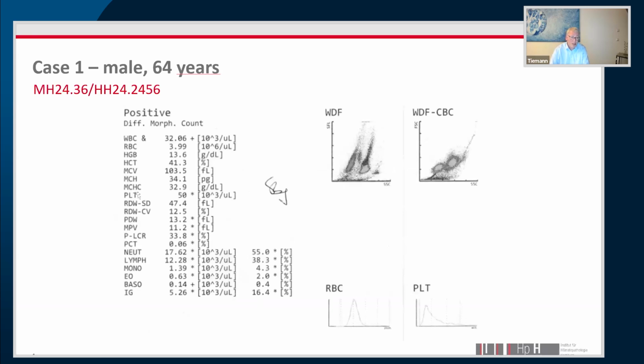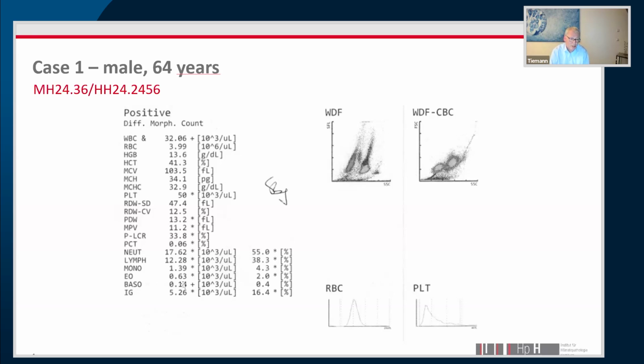Going into these slides, you see lymphocytosis, white blood cells 32,000, thrombocytopenia, only 50,000 platelets, and then here monocytosis, lymphocytosis, and the neutrophils are also increased in number, and some increased basophils, but borderline. So what to do with the enlarged lymph node and the tonsils?